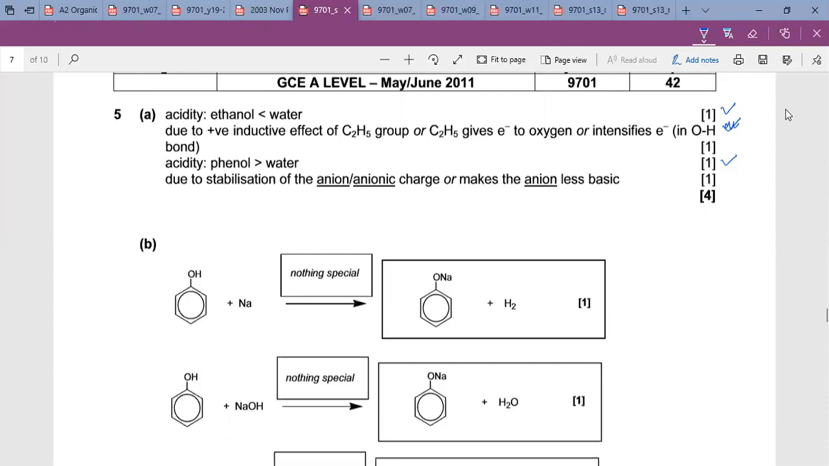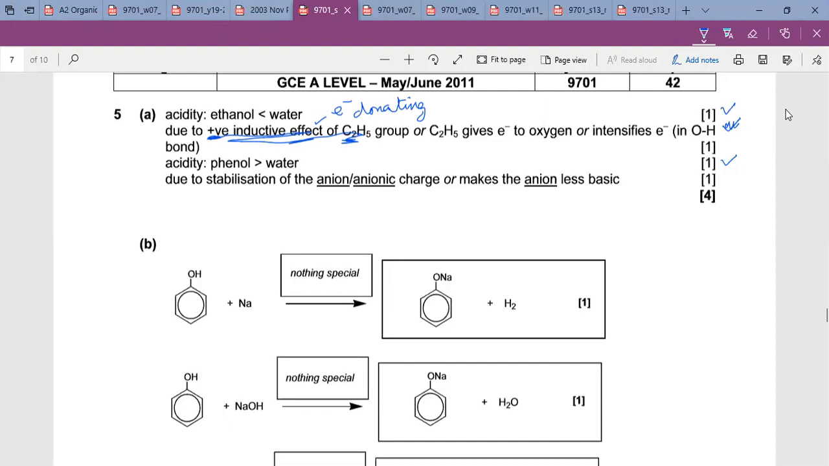why is ethanol weaker? Remember now, they use positive inductive effects. They use the word here of your CH3, which means that this one is electron donating. So you must learn to use the correct words, my friends, okay?